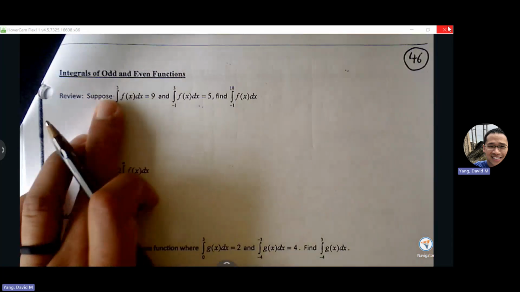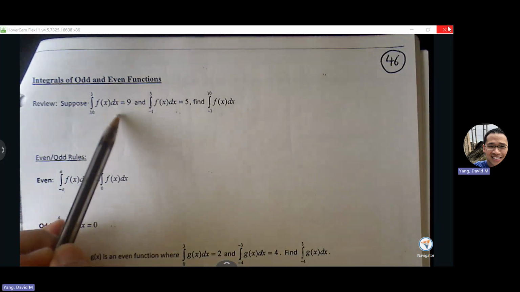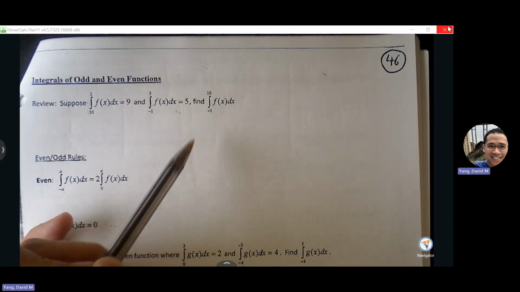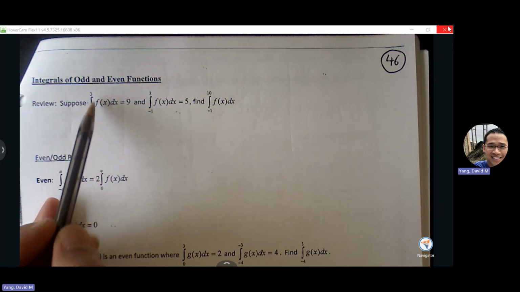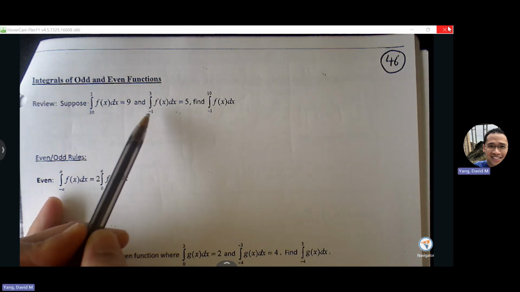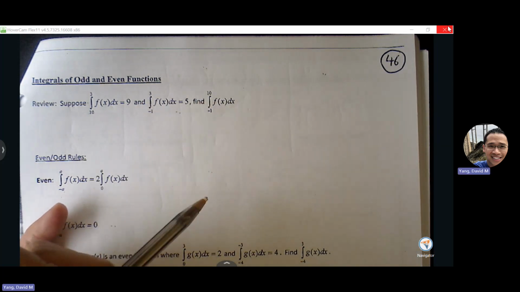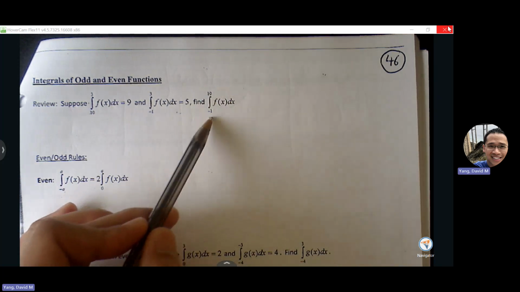Okay, so page 46. Before I get into even and odd functions, let me just highlight that we can treat integrals as regions and areas related to regions. So it says, suppose the definite integral from 3 to 10 is equal to 9. The integral from -1 to 3 is equal to 5. Find the area or the region from -1 to 10.